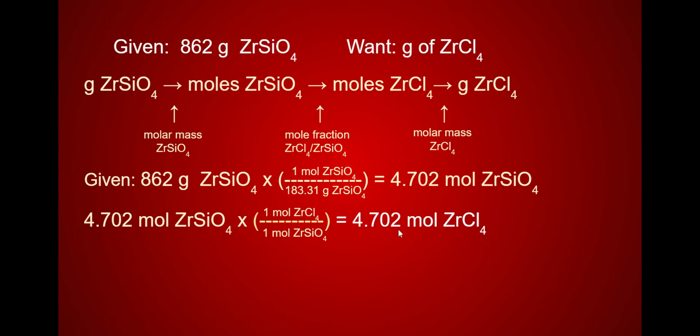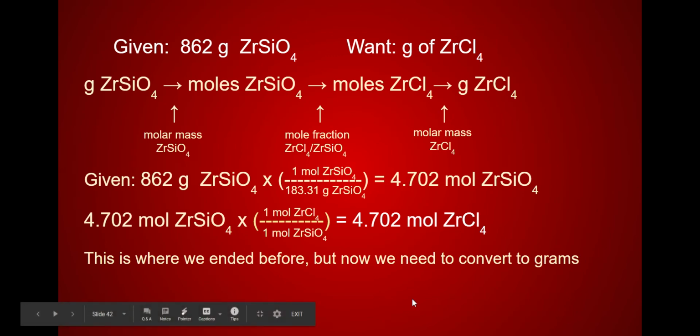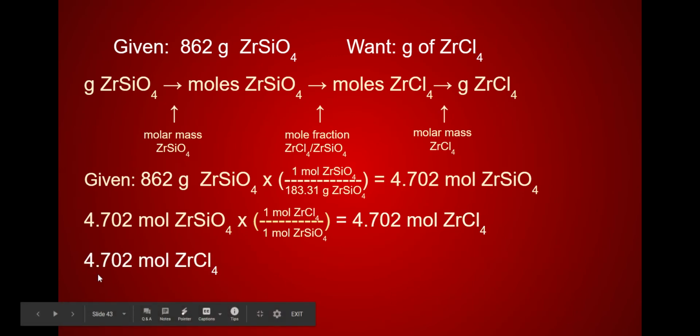All right, now we have moles of our product. We're almost home free. We just need to get that back to grams. The connection, again, is going to be the molar mass. So we have 4.702 moles of zirconium-4 chloride, and we're going to multiply by the molar mass that we found, 233.02 grams zirconium-4 chloride per mole of zirconium-4 chloride, and that is going to give us 1,090 grams zirconium-4 chloride.